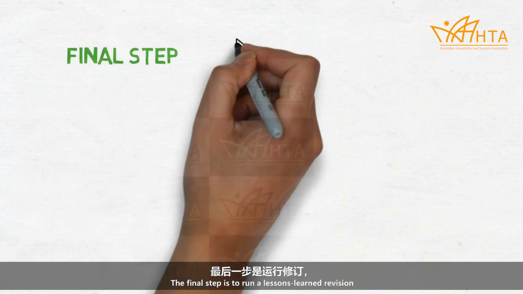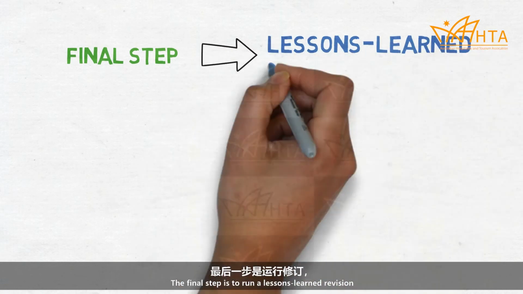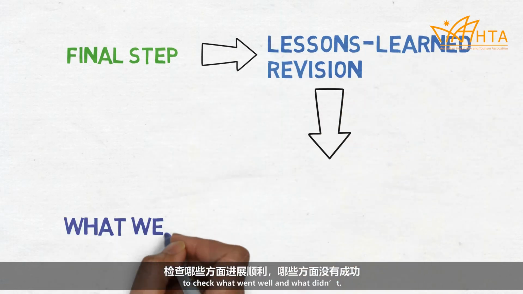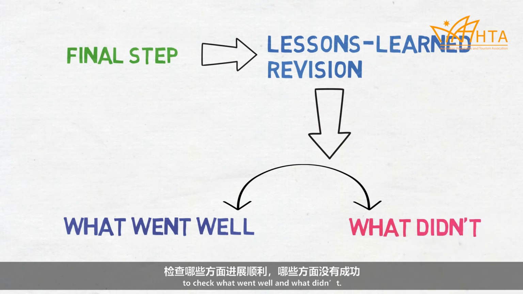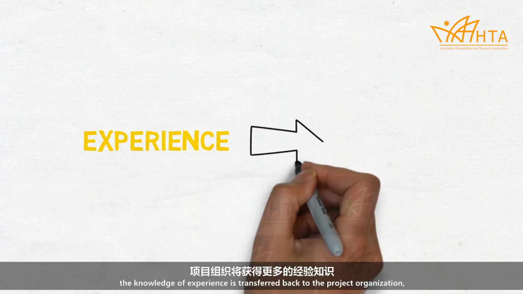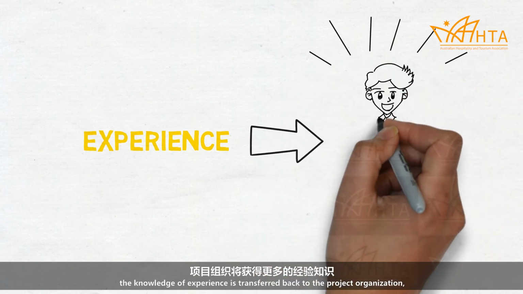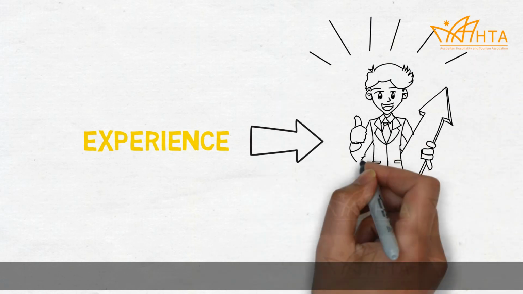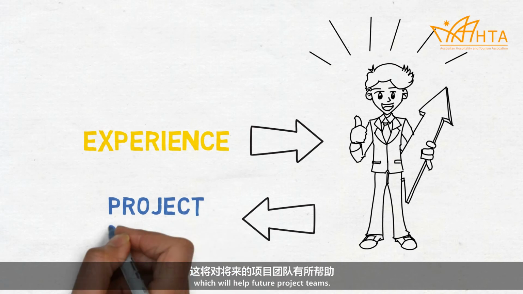The final step is to run a lessons learned review to check what went wrong and what didn't. Through this type of analysis, the knowledge of experience is transferred back to the project organization, which will help future project teams.